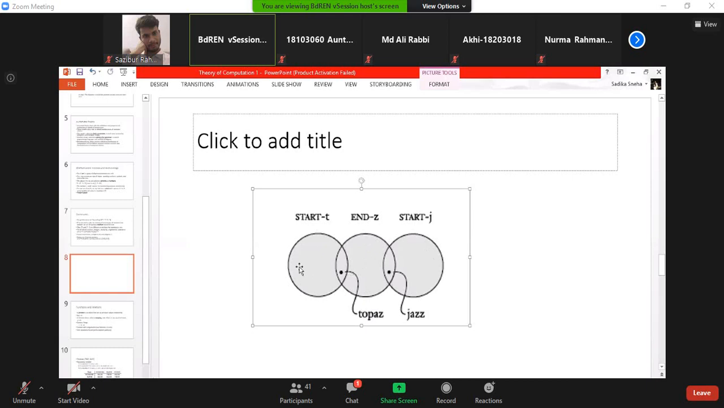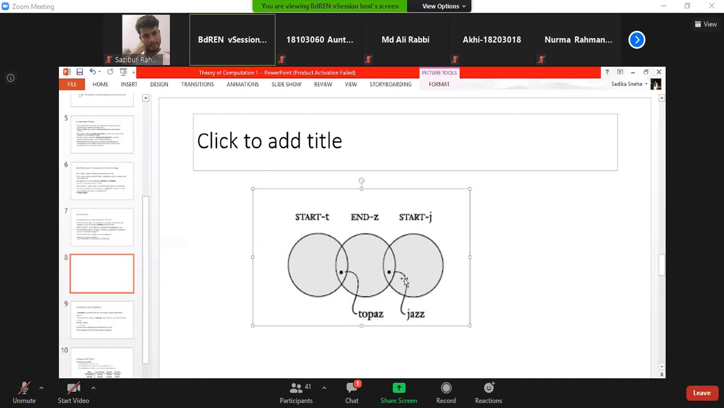First one shows the set of elements that starts with T, and last one starts with J. The one in the middle shows the elements that end at Z. Now, among the T words, you can see topaz, which starts with T and ends at Z. So it holds an element of the middle one. That's why they are intersected here. This intersection part shows the elements that are starting with T and ending with Z.